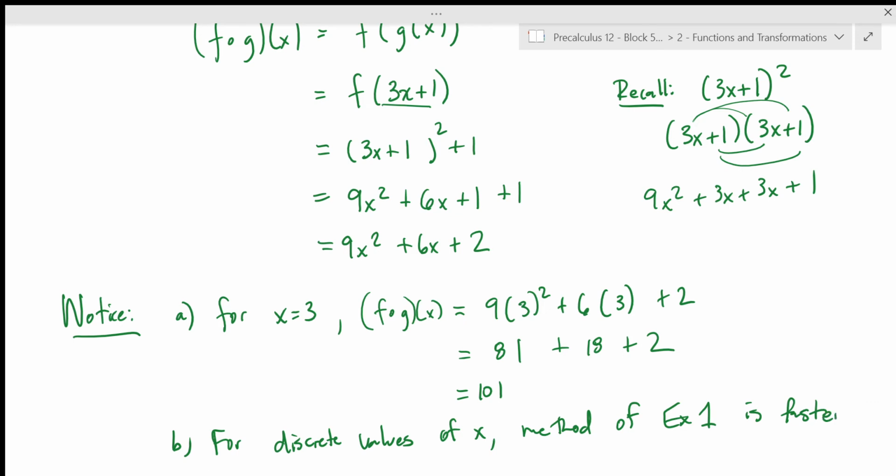So if I'm given what my x value is and I want to find the composition of functions, it's often easier just to plug the number into the first function, then take your answer and plug it into the second function, as opposed to actually finding the composed function and then plugging in your number. Okay, next example.